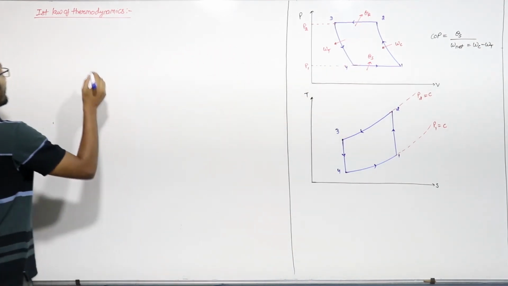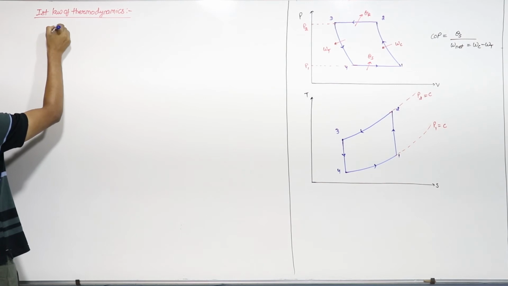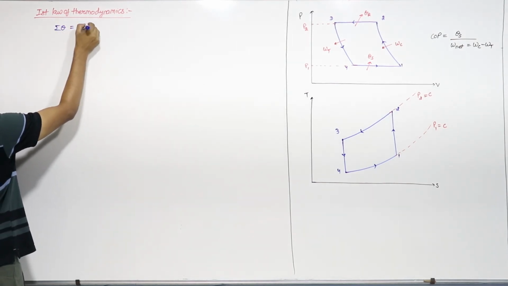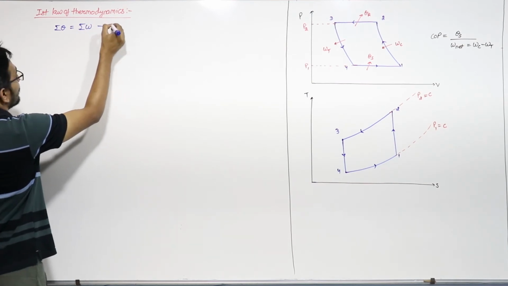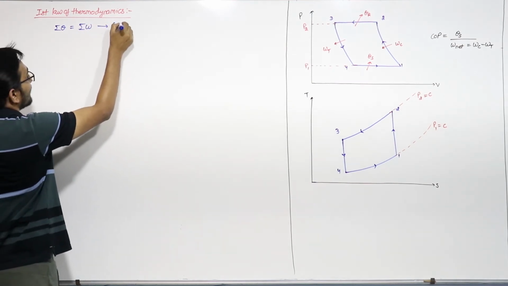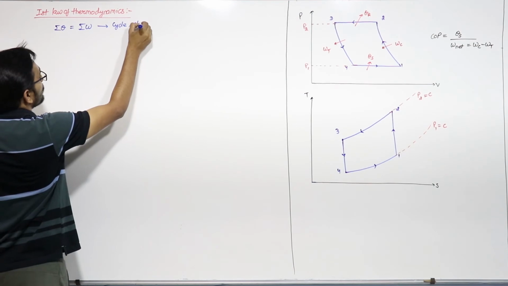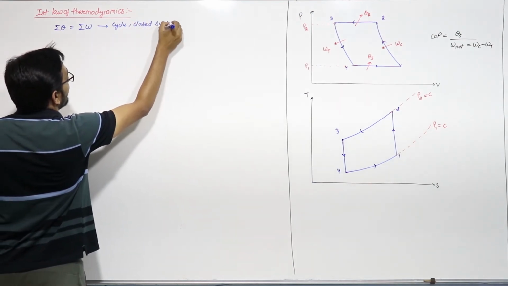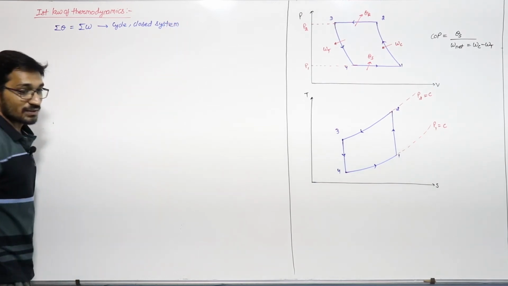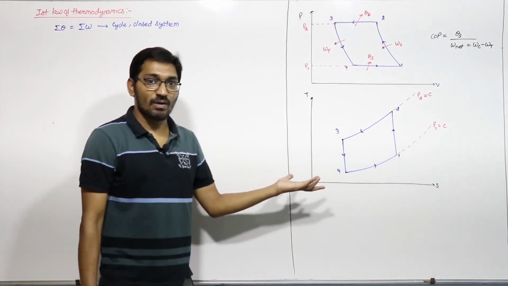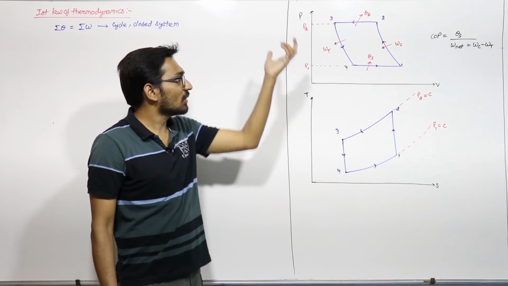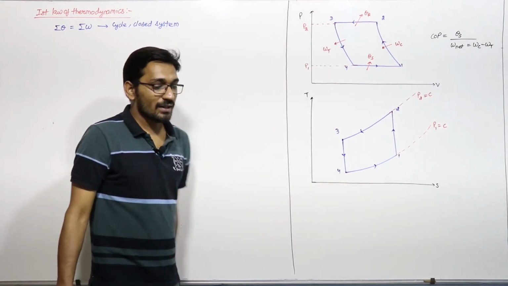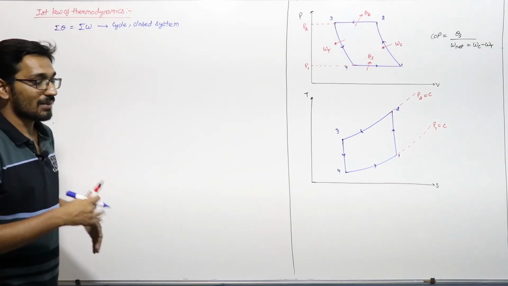So for a cycle, we know that the summation of all the heat transfer will be equal to the summation of all the work transfer. This is for a cycle and closed system. The assumption of using this is cycle and closed system. We are considering this complete cycle as a closed system. No mass flow is there. Neither is mass entering nor leaving.